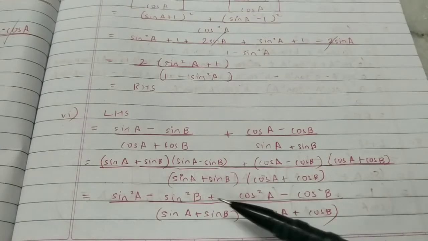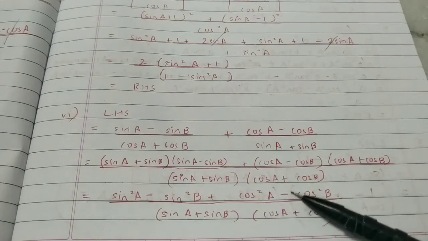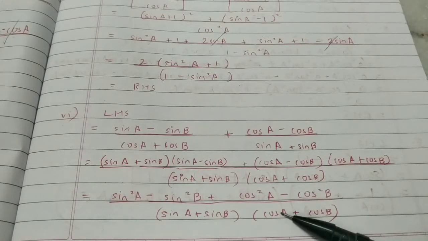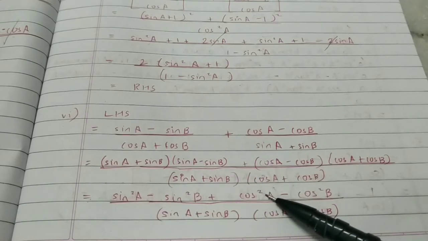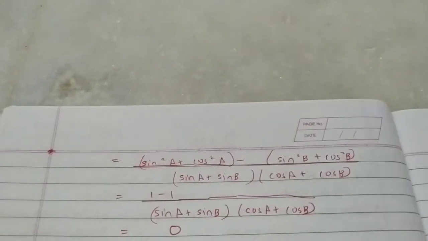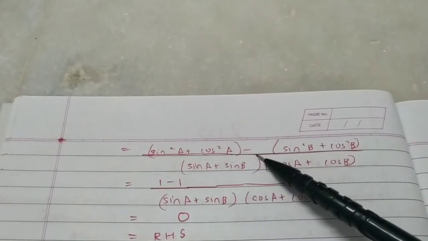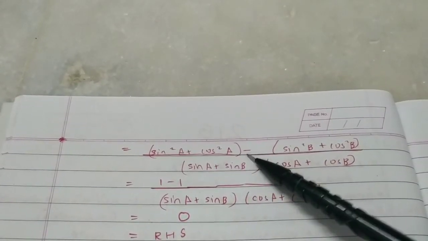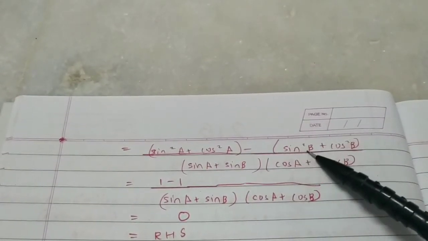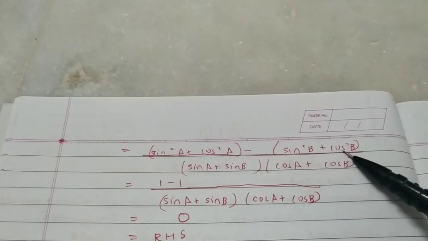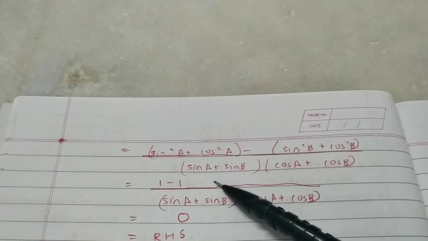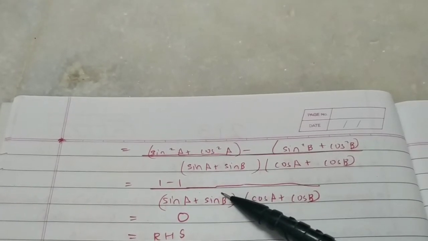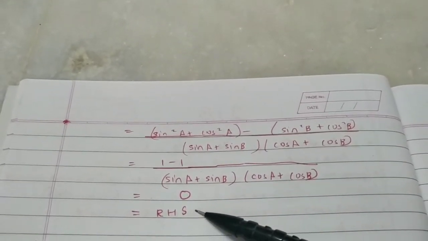The RHS is 0. So I reckon the numerator is bound to become 0, and 0 upon anything is 0. If you notice, sine square A plus cos square A is 1. So rearranging the terms, and if I remove minus common out here in brackets, I get sine square B plus cos square B. Even that is equal to 1. So 1 minus 1 gives me a 0, and so the answer is 0, which is equal to the RHS.